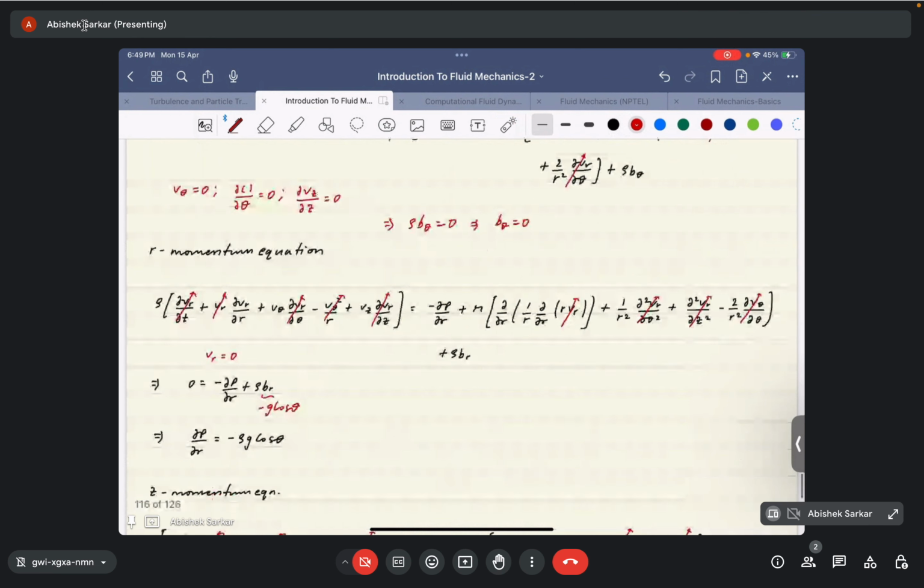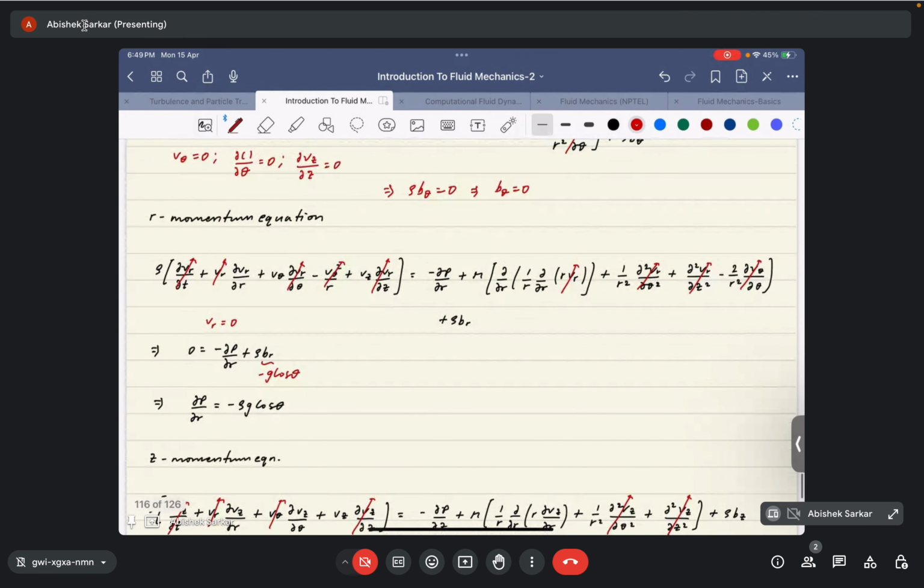Now from the r momentum equation we will get rho multiplied by dou vr by dou t plus vr dou vr by dou r plus v theta by r dou vr by dou theta minus v theta square by r plus vz dou vr by dou z, equal to minus dou p by dou r plus mu times dou by dou r of 1 by r dou by dou r of r vr, plus 1 by r square dou square vr by dou theta square plus dou square vr by dou z square minus 2 by r square dou v theta by dou theta, plus rho br.